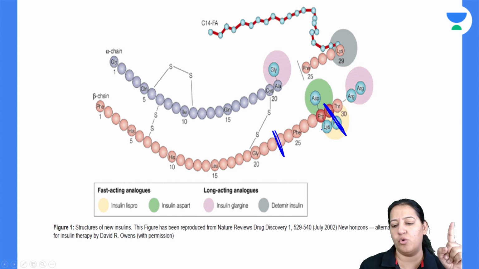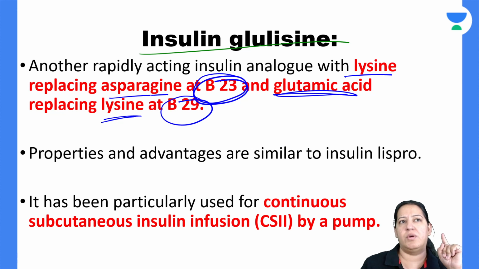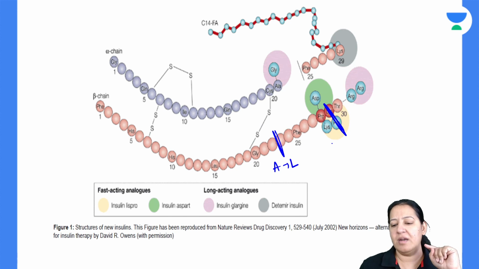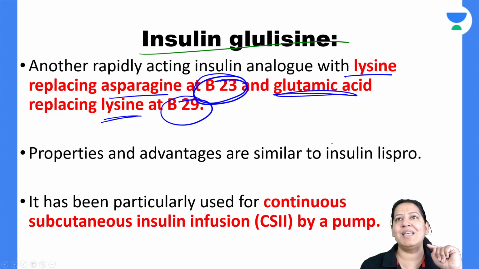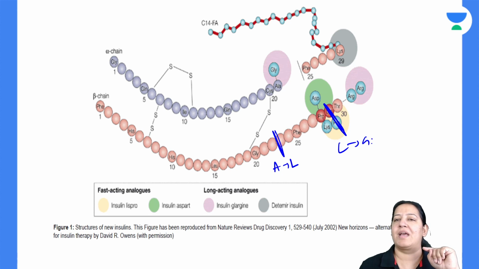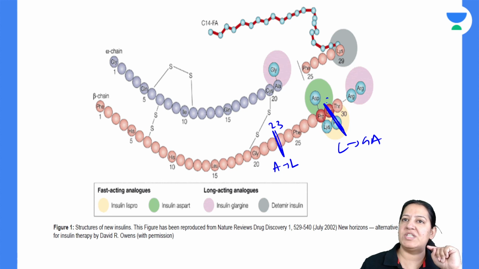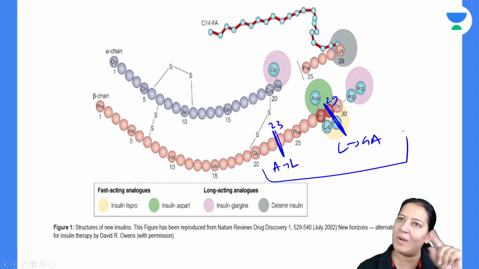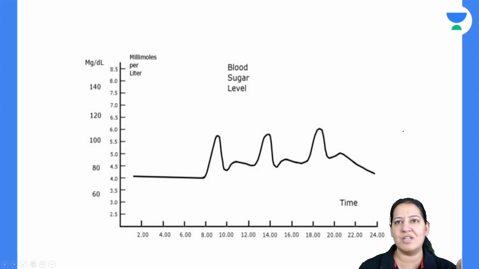Here I will make 2 changes. What are the changes? You have to learn by yourself. Asparagine is replaced by lysine here. Number one. And number 2, lysine is replaced by glutamic acid. This is 23. This is 29. So this is known as glulisine. This is the diagram of glulisine. So in glulisine there are 2 changes, at 23 and 29. What are the changes? You learn by yourself.